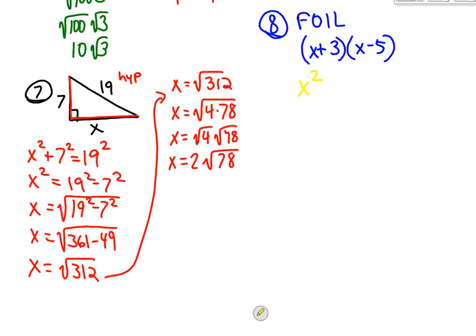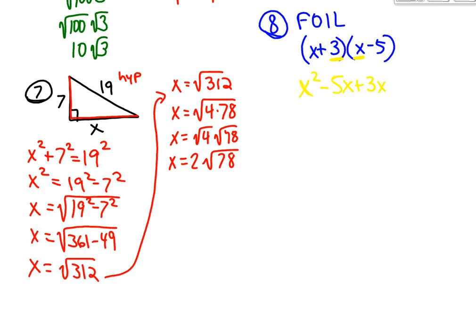The outside terms are x times negative 5, and that minus 5 can be thought of as plus negative 5, and that'll be x squared minus 5x. And then the inside terms here will be 3 times x, so plus 3x. And then the last terms are the 3 and the negative 5. 3 times negative 5 is minus 15. So that's kind of thinking that through.